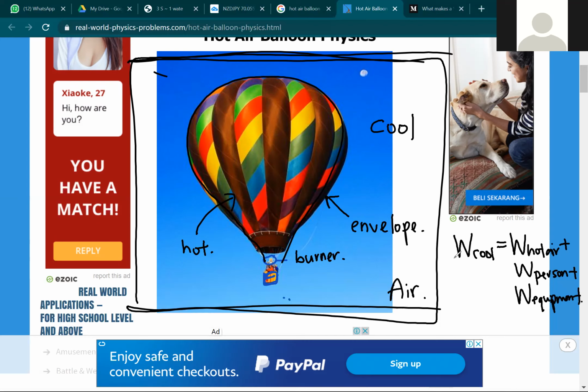So the point is that the weight of the cool air being displaced must be equal to the weight of the entire hot air balloon, right? Same with the one in the water. If you think about water, the weight of the water displaced must be equal to the weight of the object. It's the same thing.